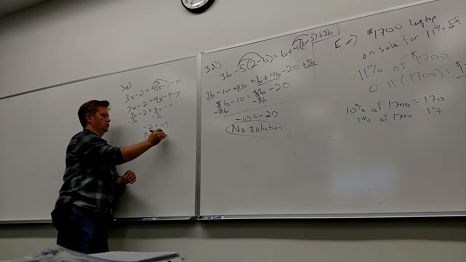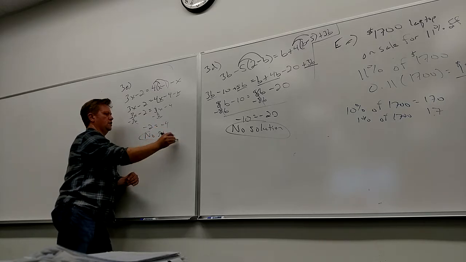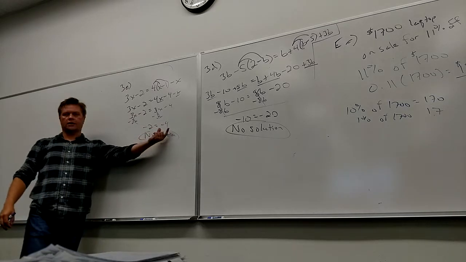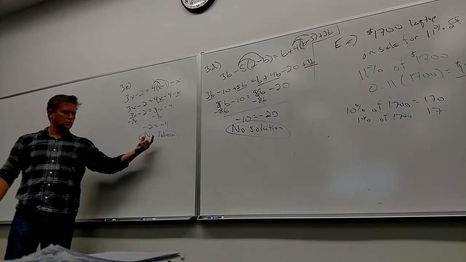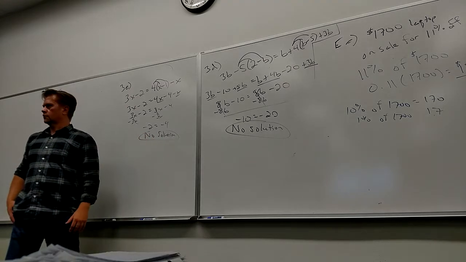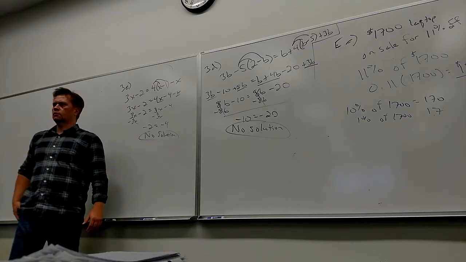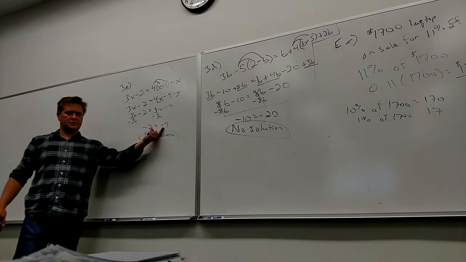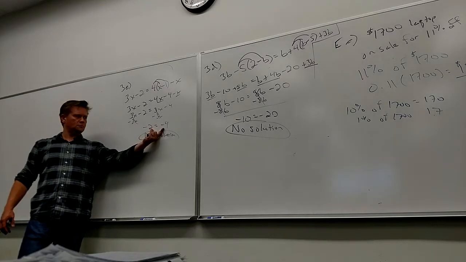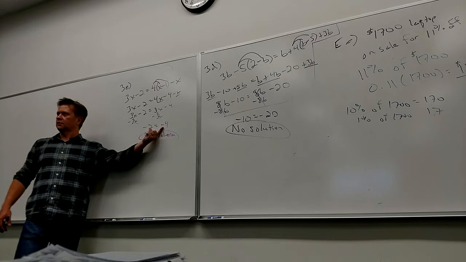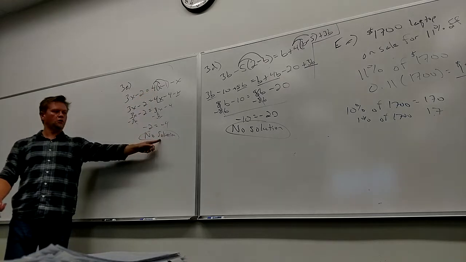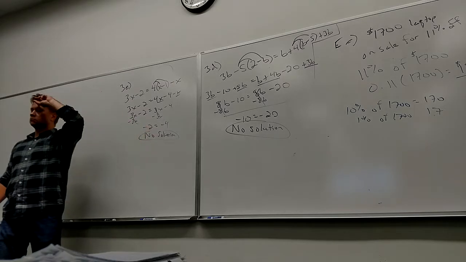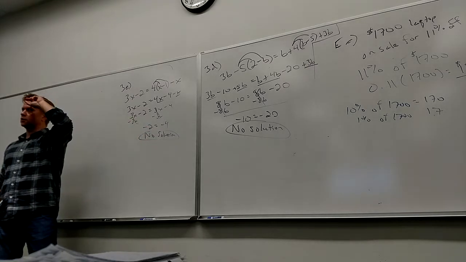Never, so no solution. If I would have gotten negative 4 equals negative 4, that is always true, the answer would have been all real numbers. So don't circle this. That's bad, because that's not true. Your answer is always what values make this work. No value. There's no solution. There's no values that make that equation work. It's never true.